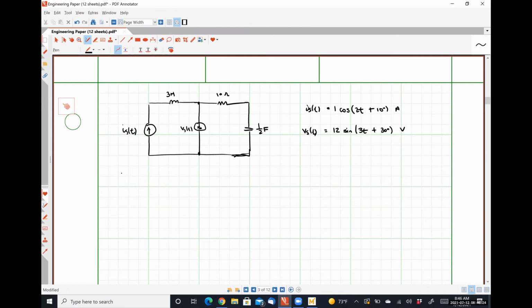All right, so with our current source on and our voltage source off, we need to convert this time domain circuit into the frequency domain where we are using the frequency of the current source as omega, right? So our current source is on. So this is going to look like 1 angle 10 degrees.